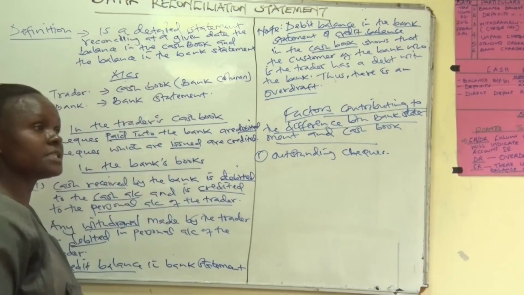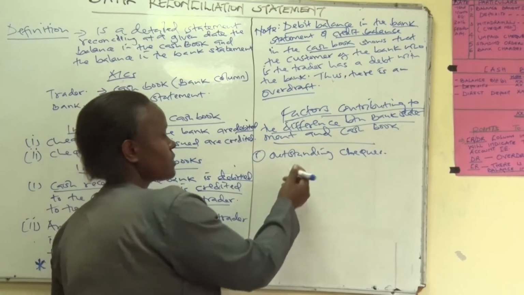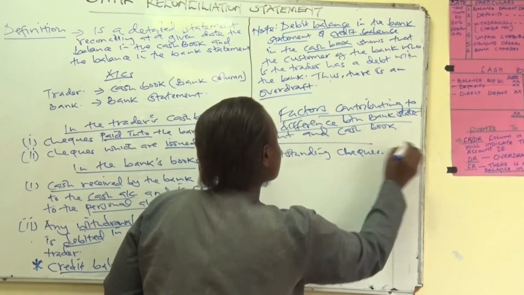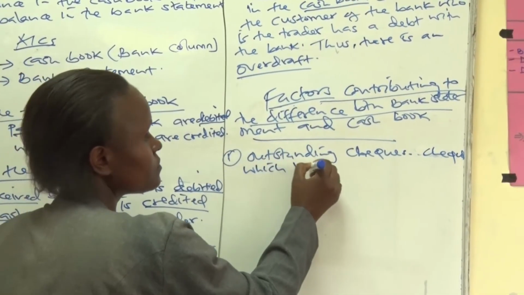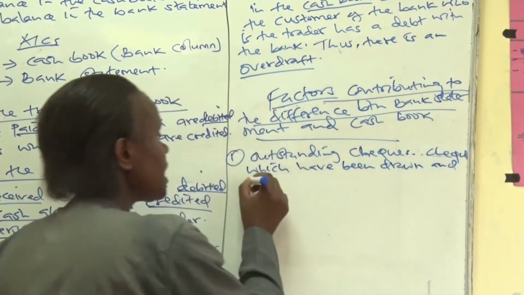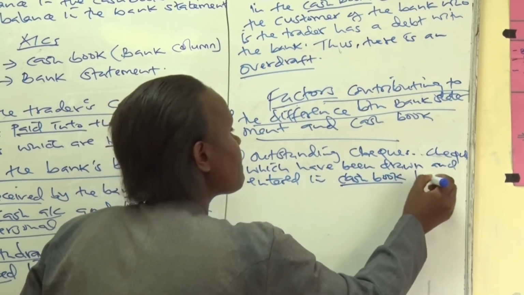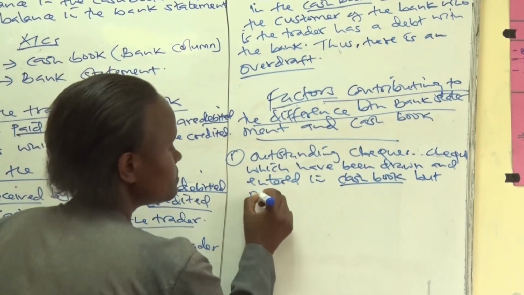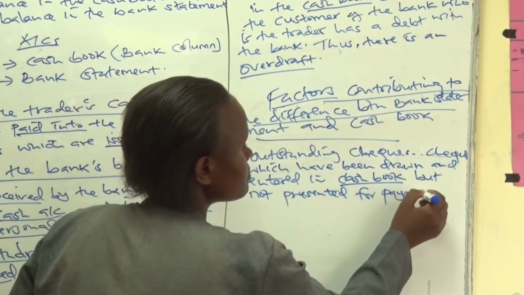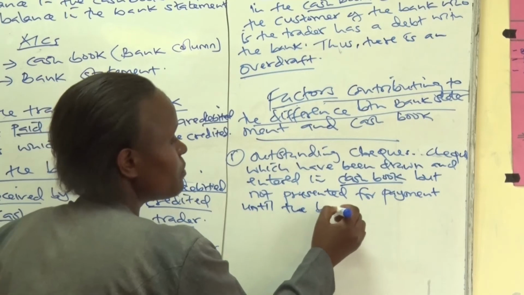Now the outstanding checks, these are the checks which have been drawn and entered in the cash book, but they have not been presented to the bank for payment until the bank statement date.